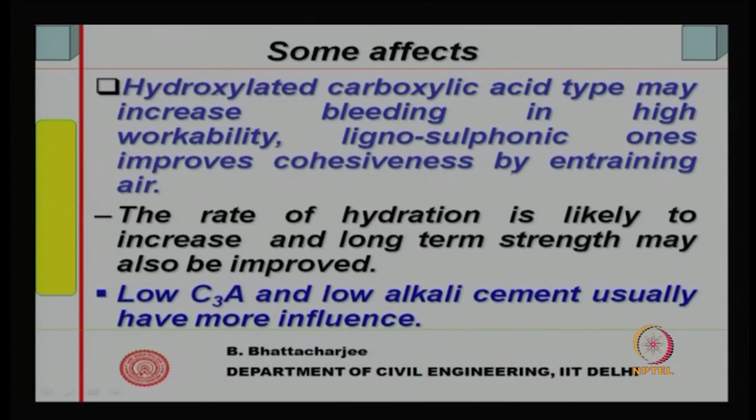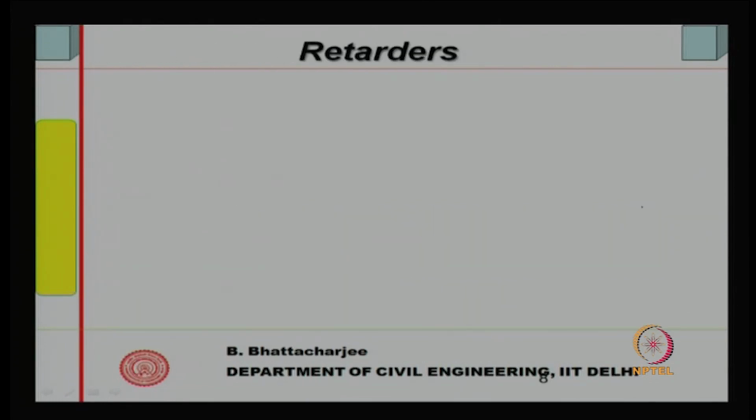Low C3A, low alkali cement usually have more influence. So, C3A should be low, because as we have seen in many cases, alkalis and C3A can interfere with the superplasticizer's action, and thus it is better that you have low C3A and low alkali cement. So, this was water reducing agents, plasticizers, superplasticizers and hyperplasticizers.